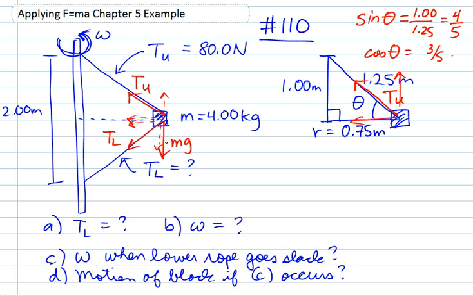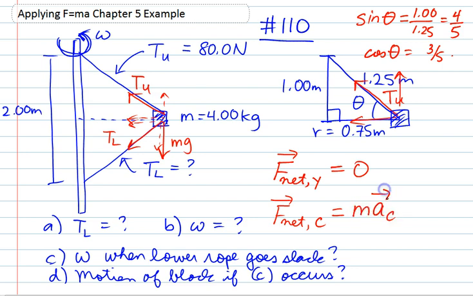And what we can do is apply Newton's second law. First of all, we know that the net force vertically is going to be equal to 0, and we know that the net force in the x direction is going to be, actually, if you think about it, since it's going in a circle, that's the centripetal direction. So it's equal to m times centripetal acceleration. So this problem allows us to look at centripetal acceleration as well.